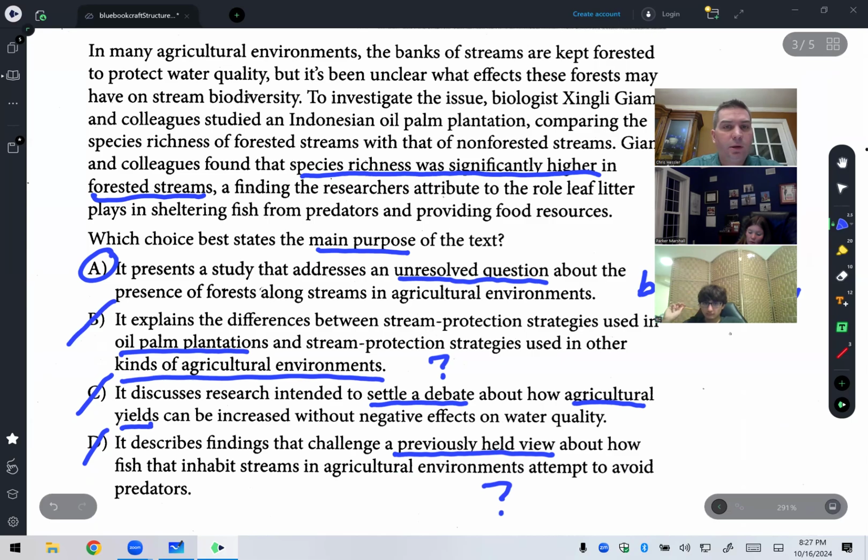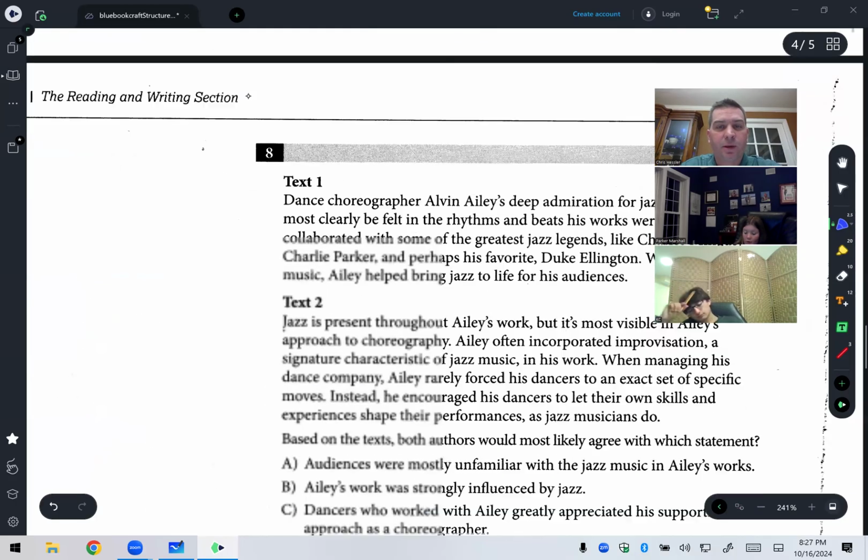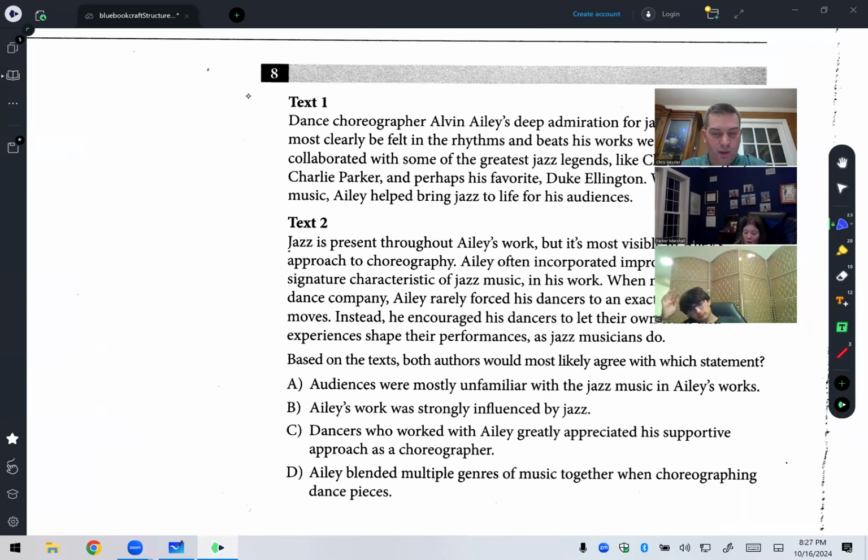All right, we are on to the paired passages. I'm going to try to get through these in the next couple minutes. I may not read the whole question. You just read these questions, so I don't need to reread the entire question. All right, so they're both writing about this person, Alvin Ailey. Based on the text, both authors would agree with which statement? We just have to find the one that they would both agree with. Is it A, audiences were mostly unfamiliar with the jazz music in Ailey's works? Neither passage makes that claim. I'm going to cross it off.